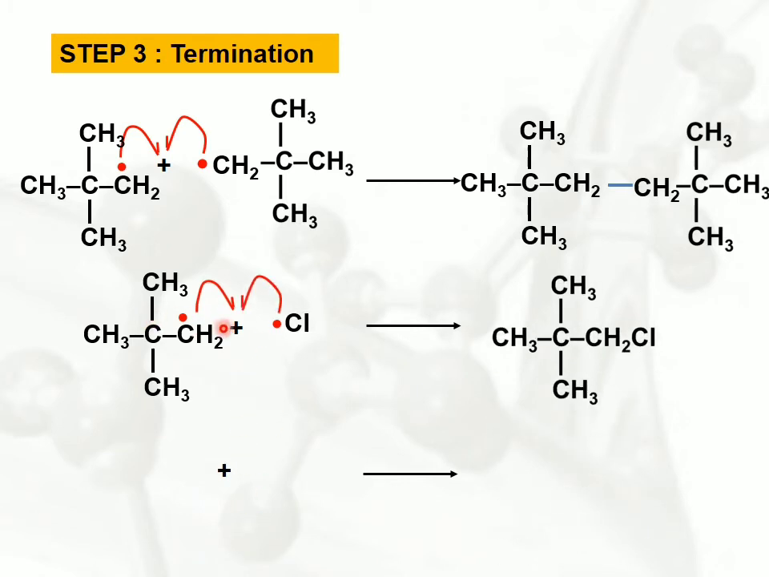They will form 1-chloro-2,2-dimethyl propane. Or a chlorine free radical can combine with another chlorine free radical to form chlorine gas. So based on termination, there are three equations involved, and we can also get 1-chloro-2,2-dimethyl propane, our alkyl halide, from termination. So our product can form through propagation and termination.